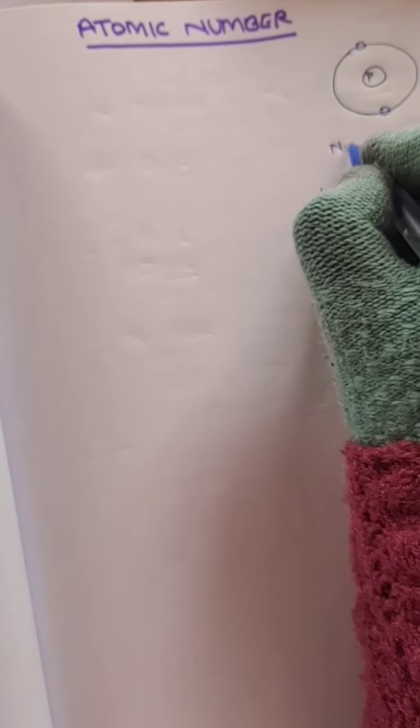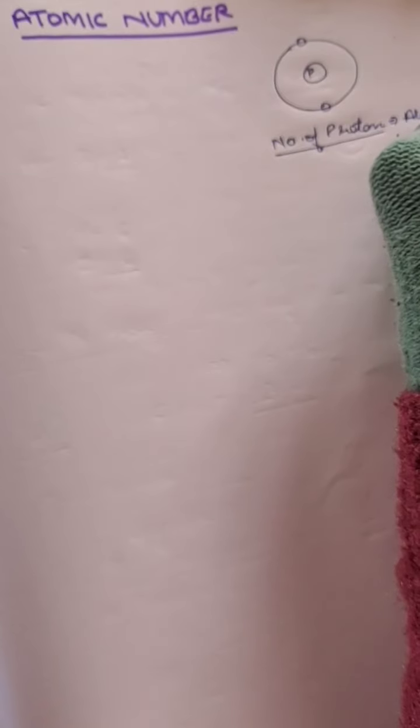So going again with the topic of atomic number. Atomic number is the number of protons which are present in an element or any atom. So this is a structure of an atom, and here in the center is the nucleus. All the protons reside in the nucleus, and here are the electrons. So the number of protons in any atom is the atomic number.